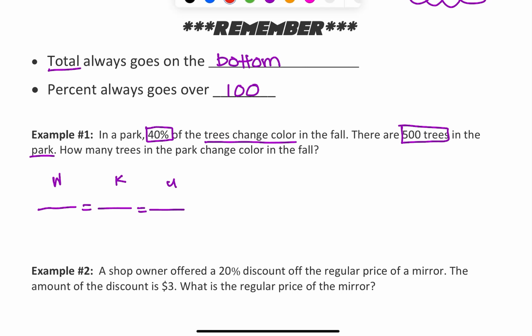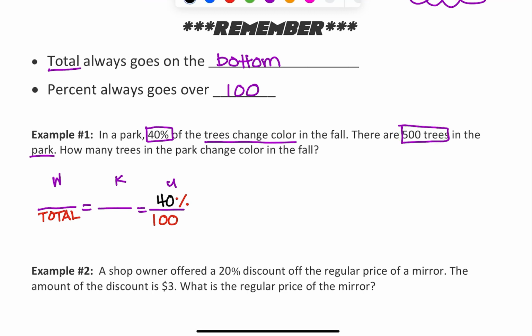And we just discussed that percent always goes over 100, and my total goes on the bottom. Okay, that never changes. So now I'm going to go in my word problem and see if I can find those pieces. So do I have a percent in my problem? Yes, I do, 40%. So if we have that, this is the really easy part, we just put it on the percent. So that part is easy, it's done for us, 40% over 100. Now we have to decide on that 500. Is that my part or my total?